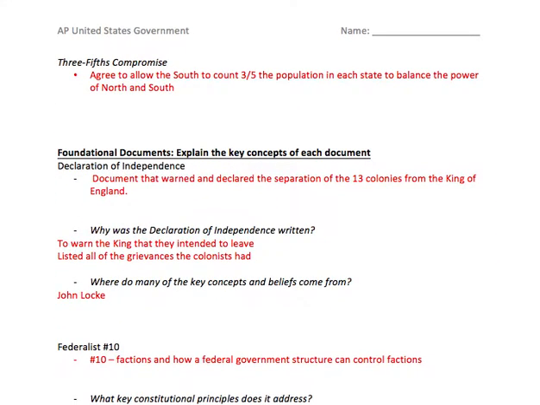And then to appease Southerners, the 3/5 Compromise agreed to allow the South to count 3/5 of their population in each state to balance the power. Again, their population affects how many individuals are in their House of Representatives.